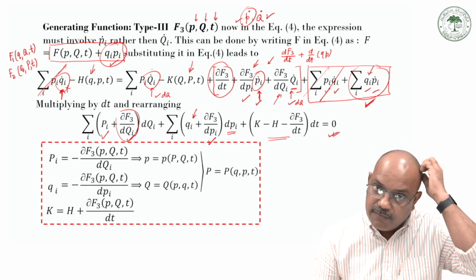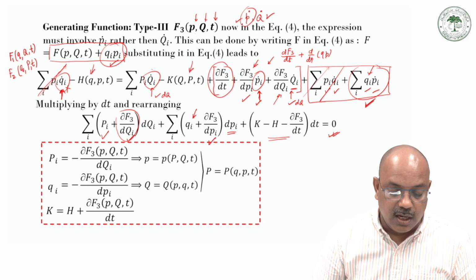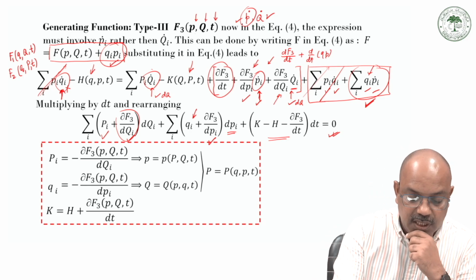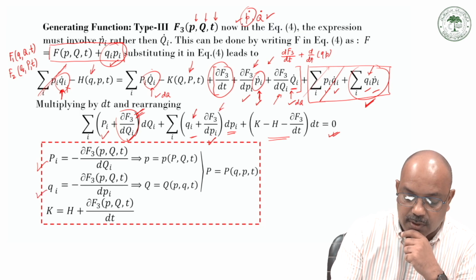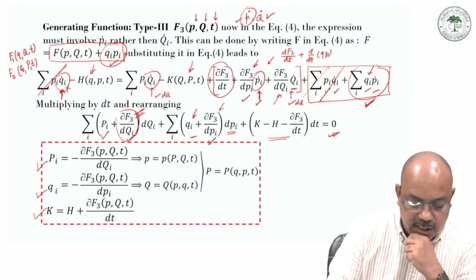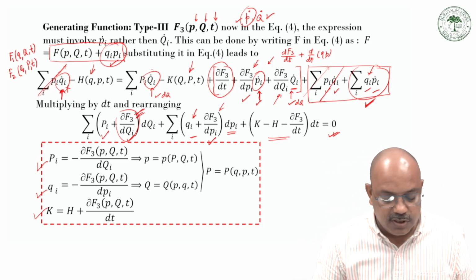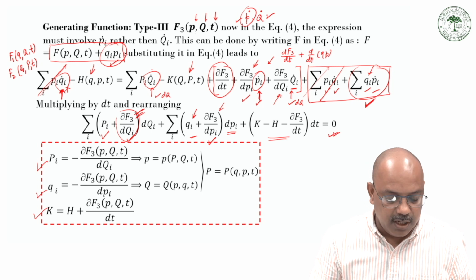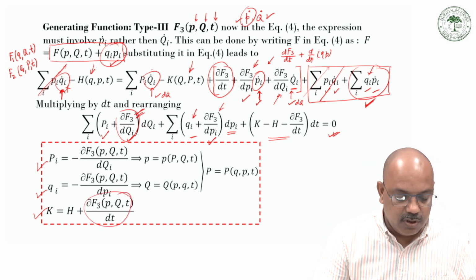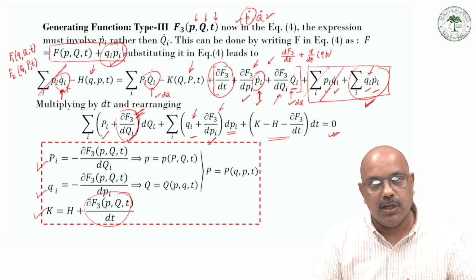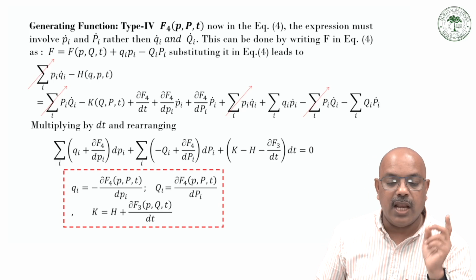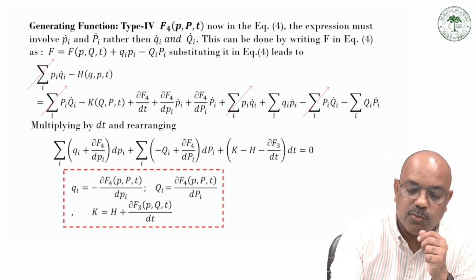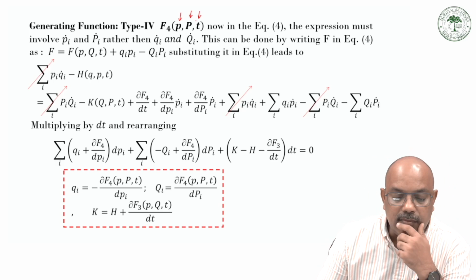So from this difference, for this particular generating function, the differential equations are: from this, capital Pi is minus df3 by dQi, and from here qi is minus df3 by dpi, and from here K is equal to H plus df3 by dt. So if you see, if your generating function is independent of time everywhere, this part is going to be 0, and the old Hamiltonian and the new Hamiltonian are going to be the same if the generating function is independent of time. So let's move to the last and fourth generating function, which depends upon small p, capital P and the time.